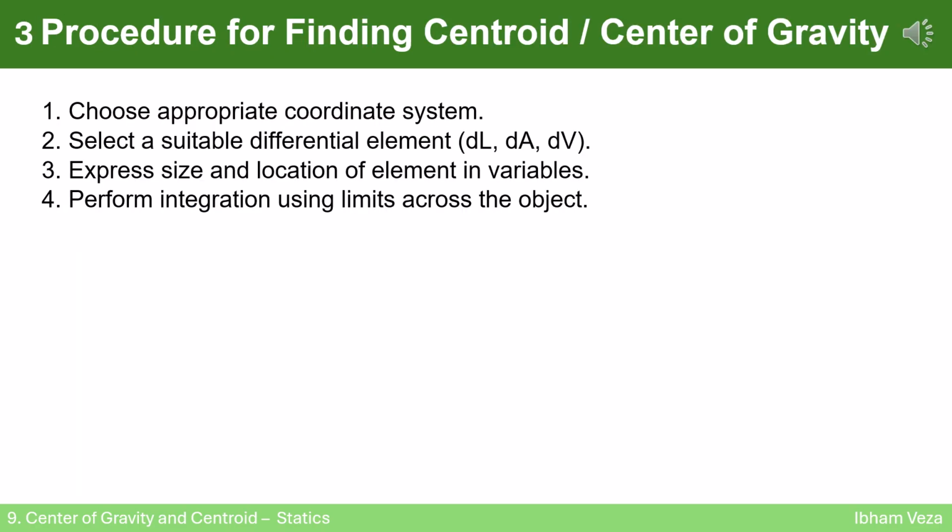Procedure for finding centroid or center of gravity. To determine a centroid or center of gravity, we follow a systematic procedure. First, select an appropriate coordinate system. Second, define a differential element, such as a small line segment, area, or volume. Third, express the location and size of that element mathematically. Finally, integrate over the entire object using proper limits. This procedure allows us to handle both simple and complex geometries accurately.